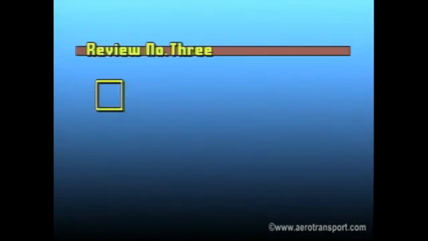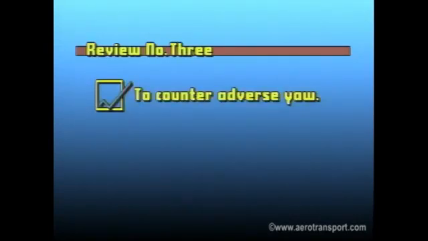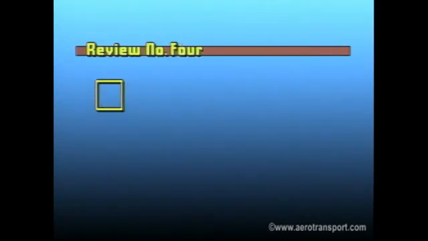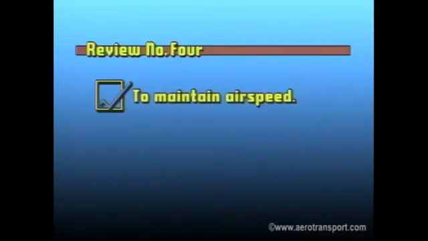When going into or recovering from a turn, why is the rudder used? The rudder is used to counter any adverse yaw produced during this maneuver. Why must power be added during a constant altitude steep turn? In a steep turn, the extra power is needed to maintain airspeed.